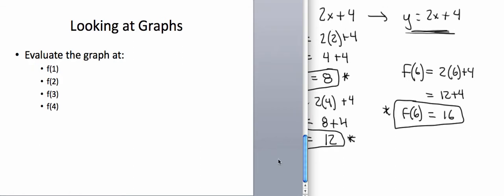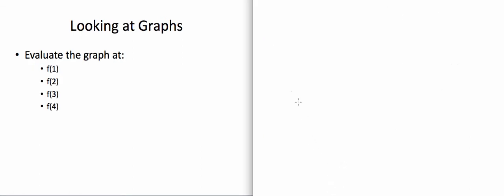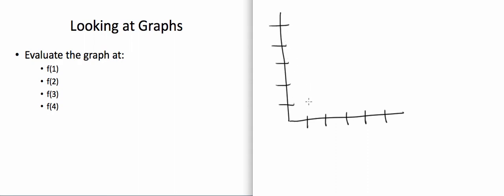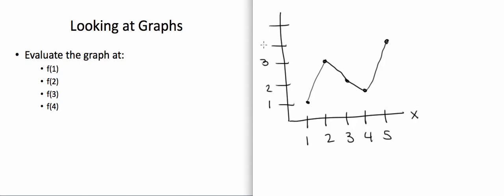Okay, so now we'll also have graphs. They'll give us a graph that can look something like this. We'll get it drawn out here. Alright, so we've got lines connecting all these here. We've got 1, 2, 3, 4, and 5. These are the x values. 1, 2, 3, 4, and 5. These are the y values.